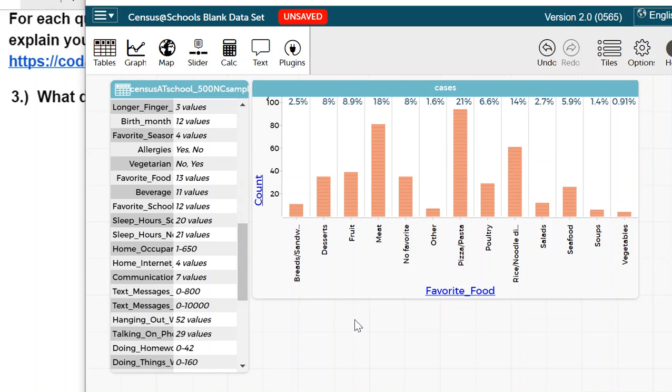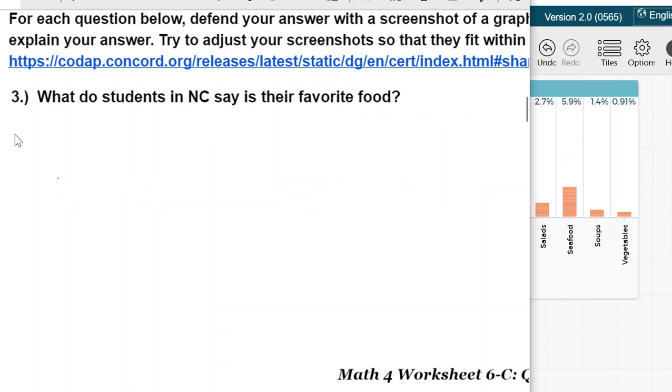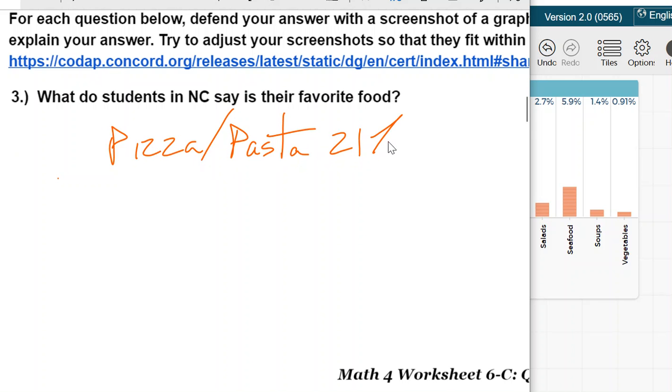And so you've got 21% pizza and pasta, and you've got 18% meat. Well, think about that. Pizza and pasta represented 21%, and meat represented 18%. That's 39%. That's almost 2 out of every 5 respondents right there with those two categories.